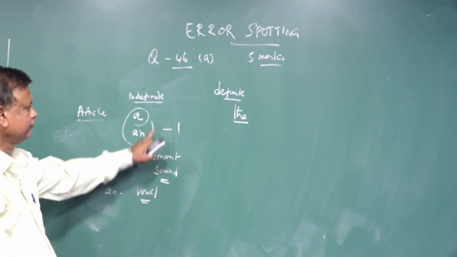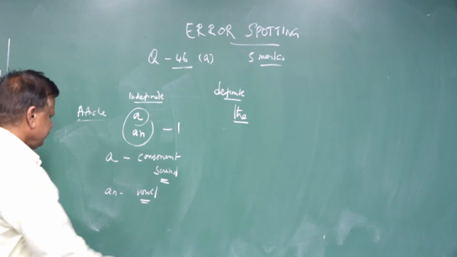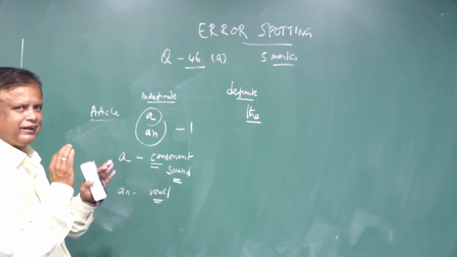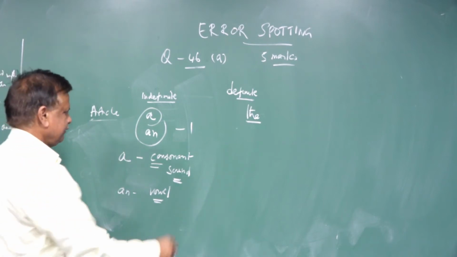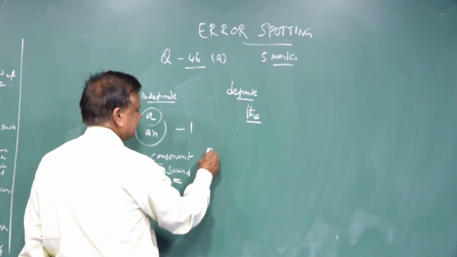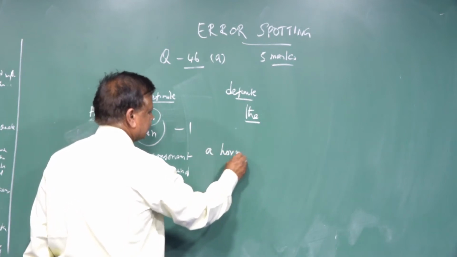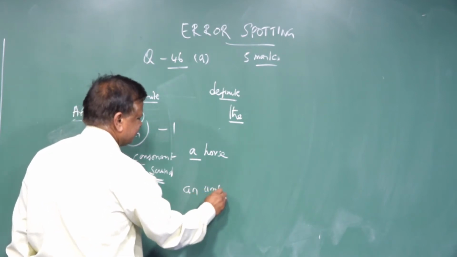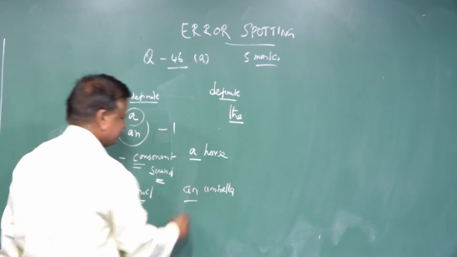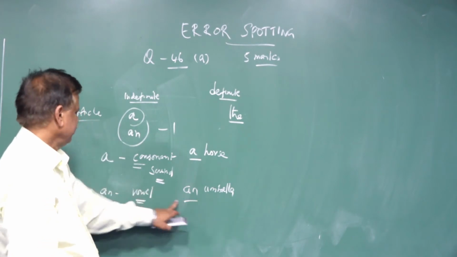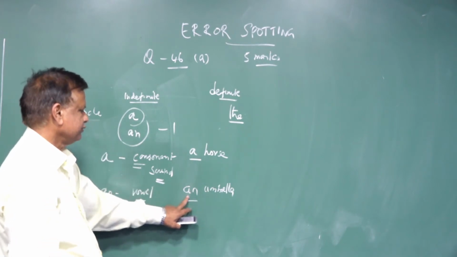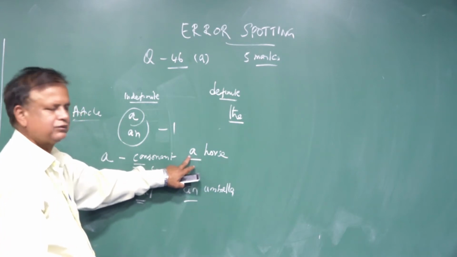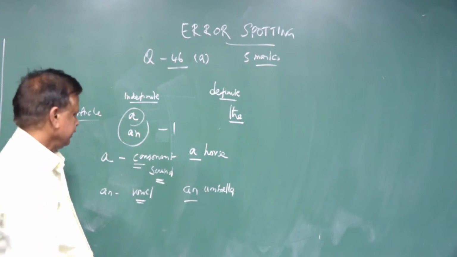You have to be very careful in this. You can be easily fooled. The sound matters and not the first letter. For example, I can write a hotel, a horse, an umbrella. This is easy for you because U is a vowel, so I use an. Horse, it's a consonant sound, so I use a.